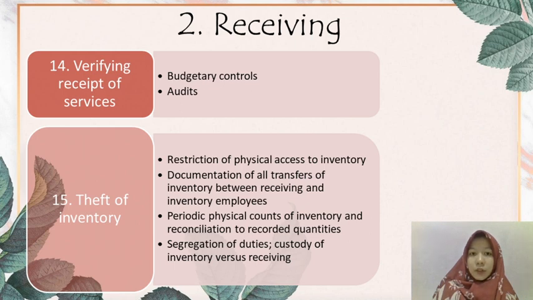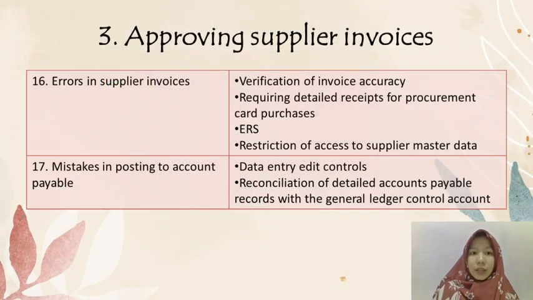Next is theft of inventory. The solutions are restriction of physical access to inventory, documentation for all transfers of inventory between receiving and inventory employees, periodic physical counts of inventory, and segregation of duties, custody of inventory versus receiving. The third activity is approving supplier invoices.